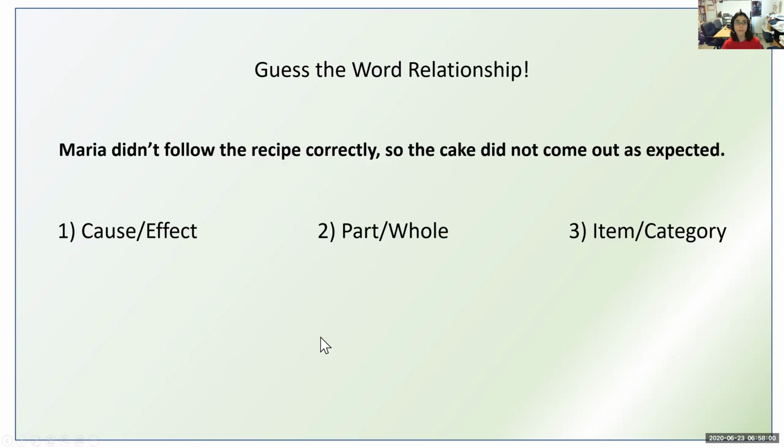Okay, next one. Maria didn't follow the recipe correctly, so the cake did not come out as expected. So on your piece of paper, write down the number 11, and you're going to write either cause effect, part whole, or item category. So you can pause the video and do that.